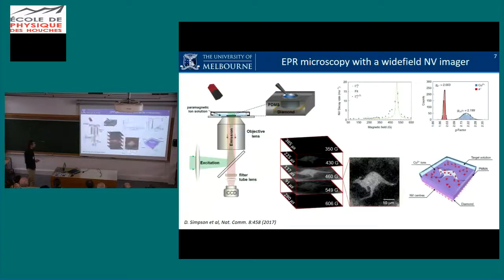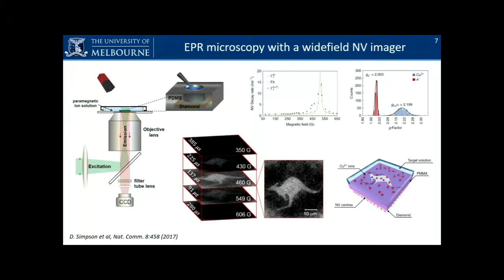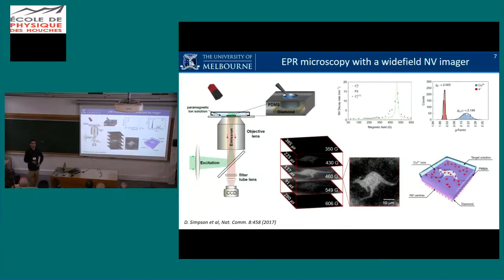All right. So that's to illustrate that we can do EPR spectroscopy, and it's a trivial extension then to do EPR microscopy or imaging. For that, you need just an NV ensemble and just image the PL on a camera.